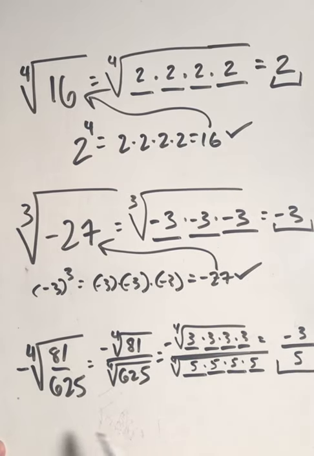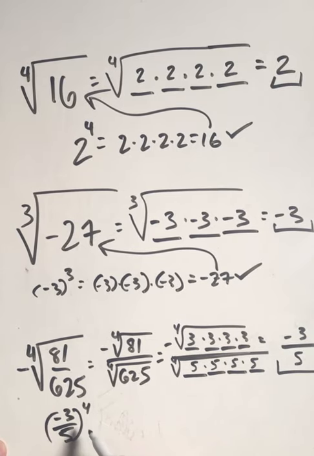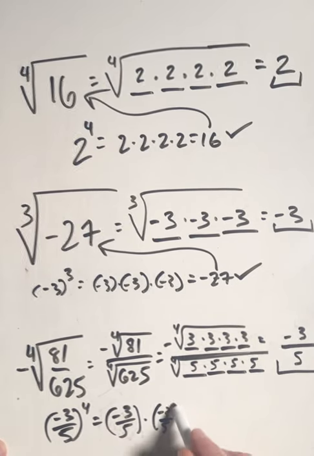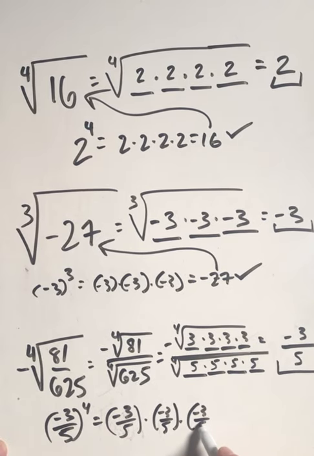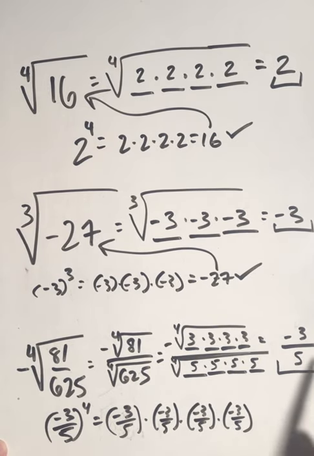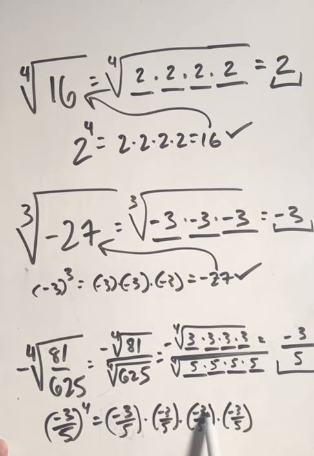The way we check that is we take our result and we will raise it to the power of the index. So I'm going to take negative 3/5 times negative 3/5 times negative 3/5 times negative 3/5. So I took my answer and I raised it to the power of the index. Negative 3 times negative 3 is positive 9. Times negative 3 is negative 27. Times negative 3 is positive 81.